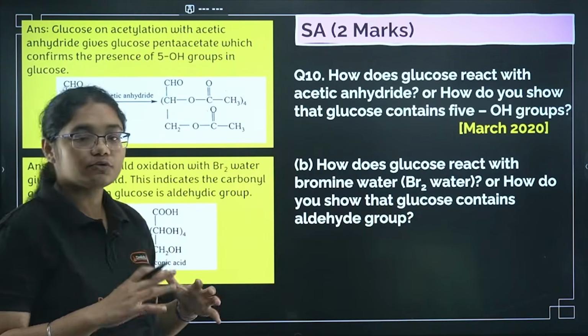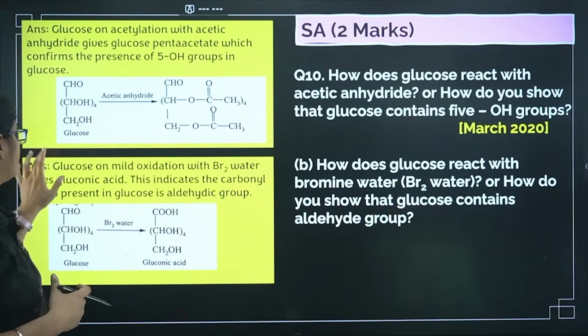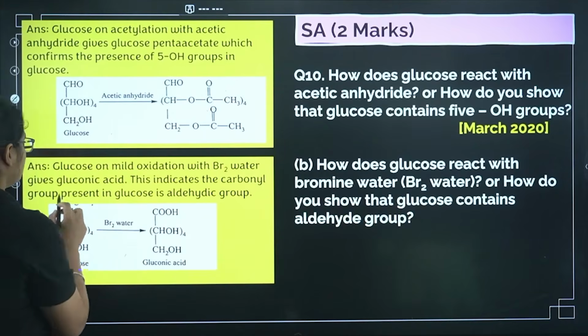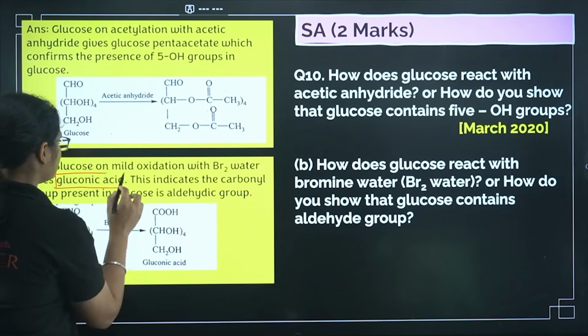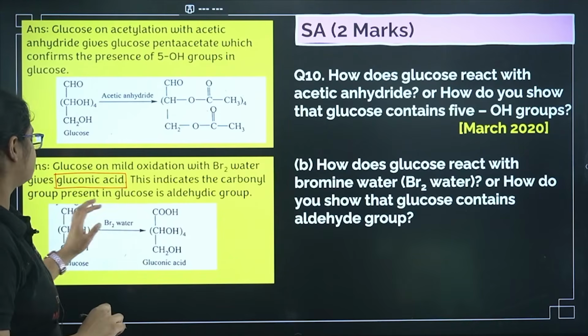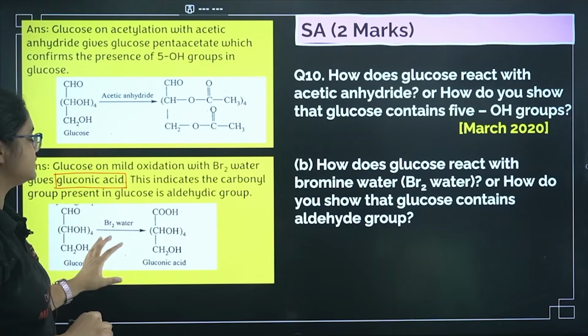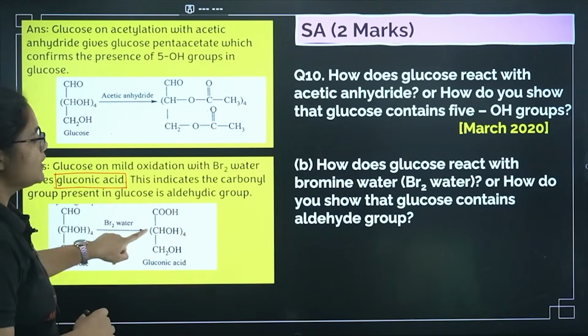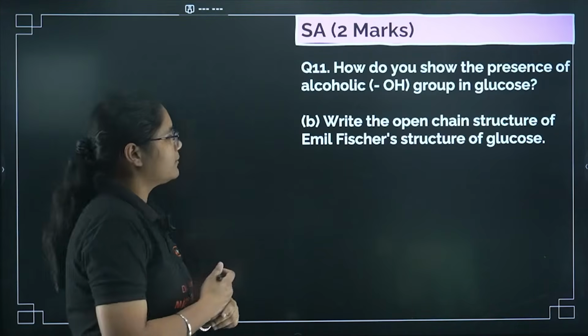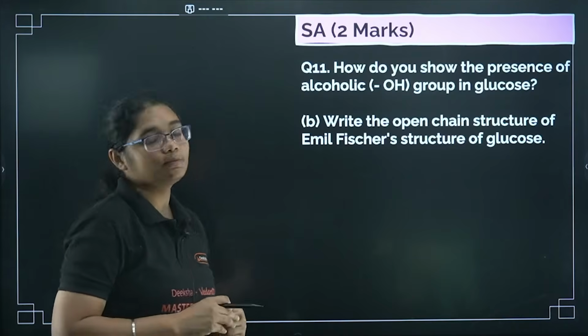Next, how does glucose react with bromine water, or how do you show that glucose contains an aldehyde group? Glucose reacts with bromine water to give you gluconic acid. Okay, this is important, to give you gluconic acid, and this indicates the carbonyl group present in glucose is an aldehyde group.